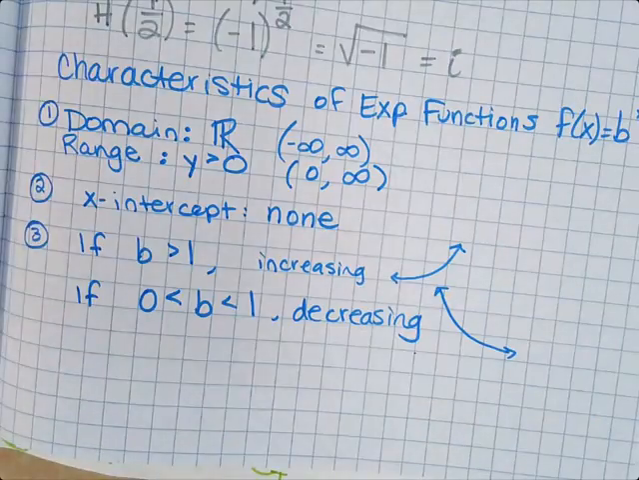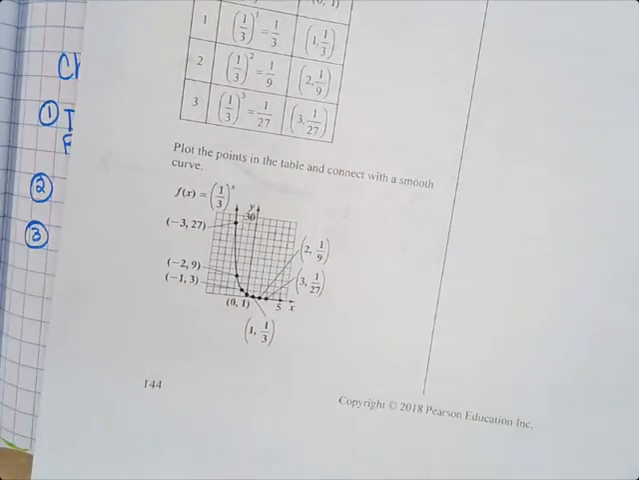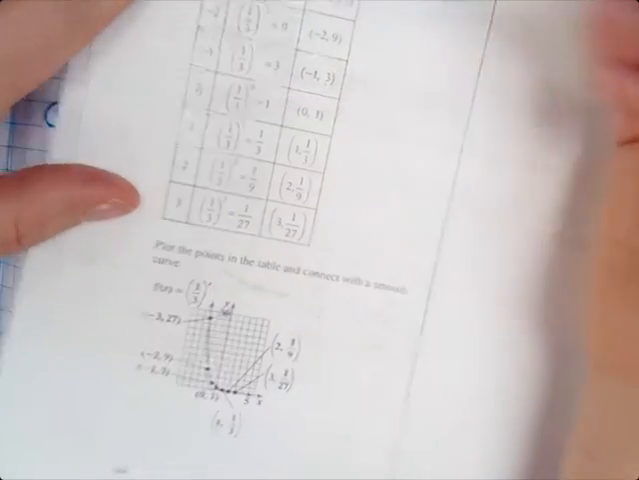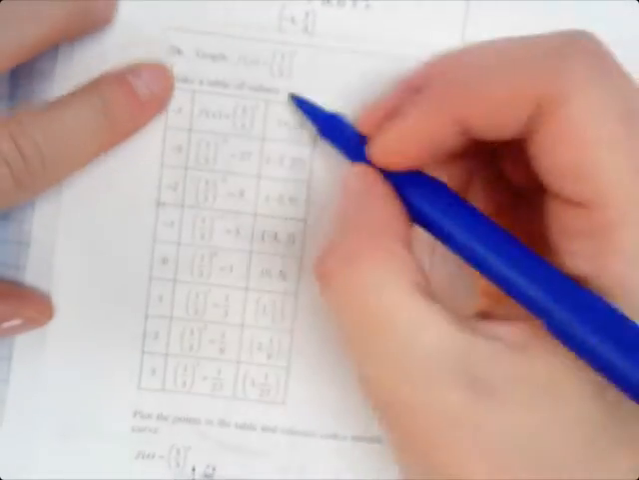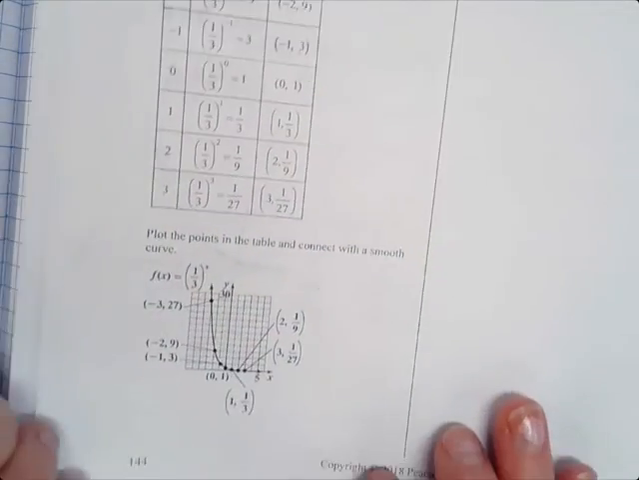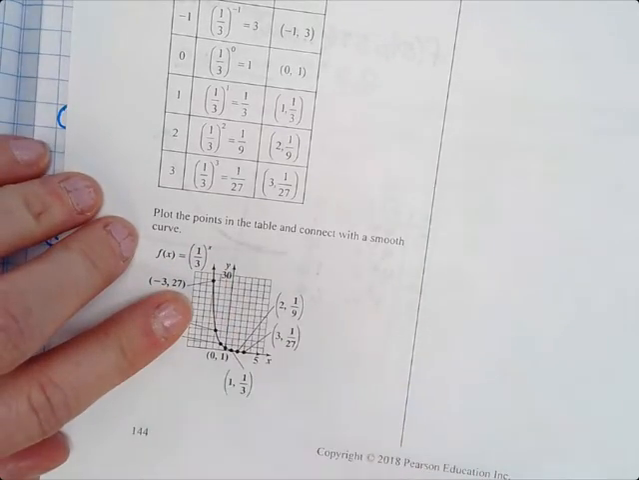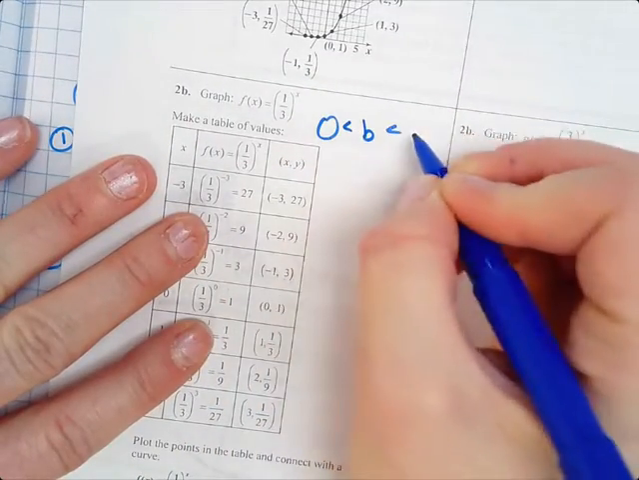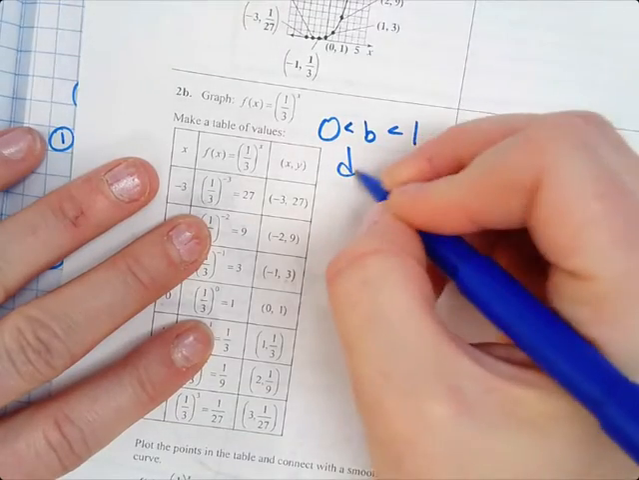So let's look at more of these graphs. So we already did just a quick sketch because we looked at it in our calculator of how it looks. We're not going to worry about that. 2b, we have 1/3 raised to the x. So if you were to plug them in and look at the table, you would see that it is a decreasing function because the b is between 0 and 1.